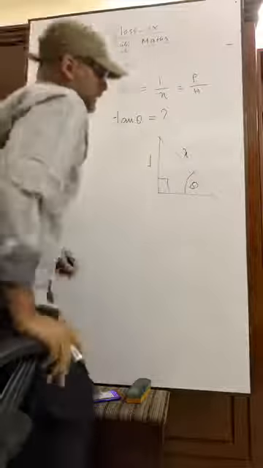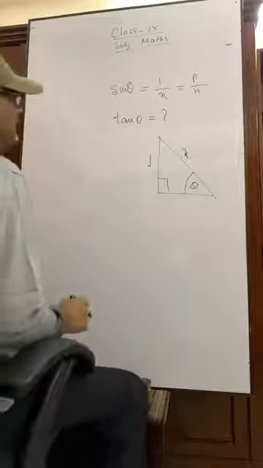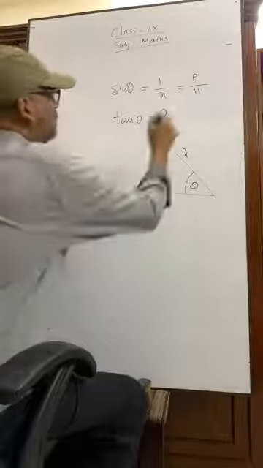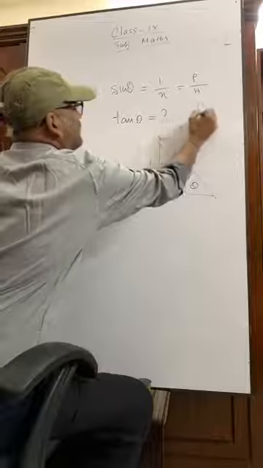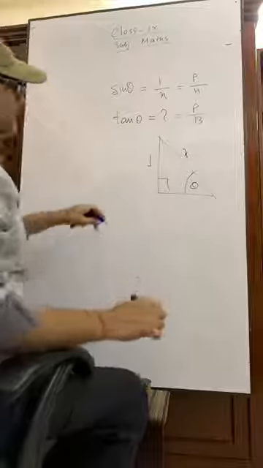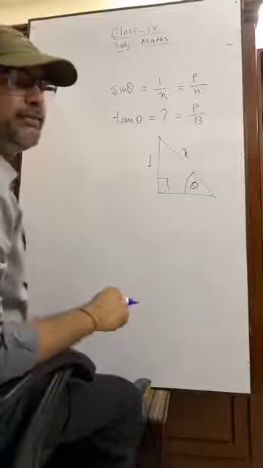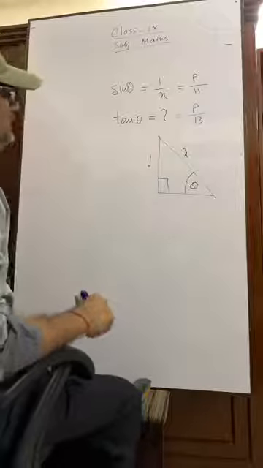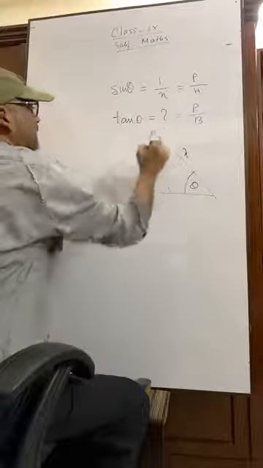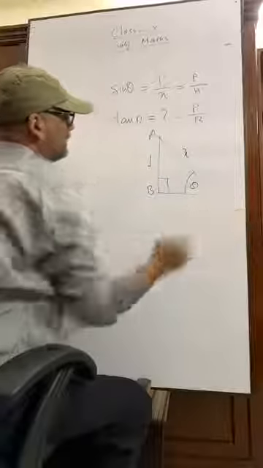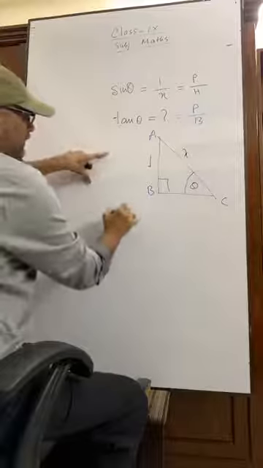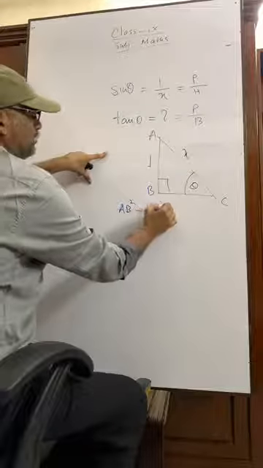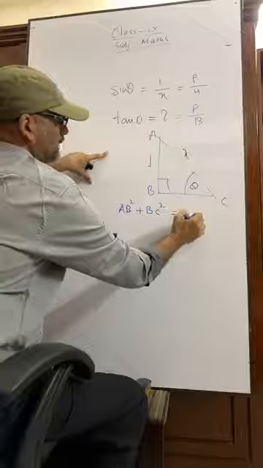Now what is tan theta? Tan theta equals to perpendicular by base. So we have to determine the length of the base here with the help of Pythagoras theorem. Now suppose it is A, it is B and it is C. Then we can find like this: AB square plus BC square is equal to AC square.